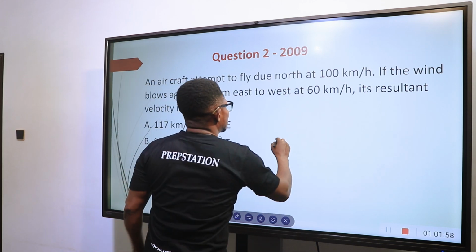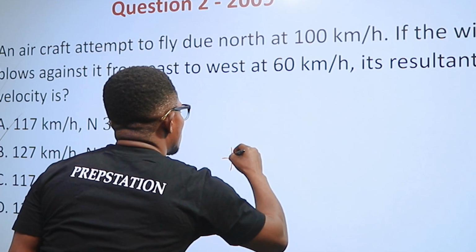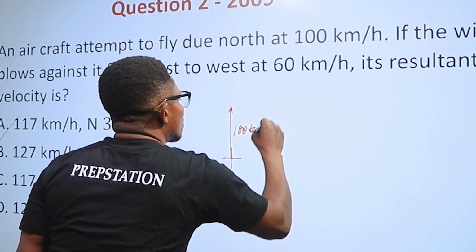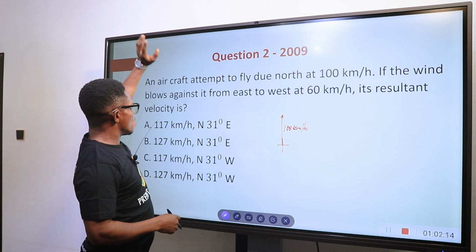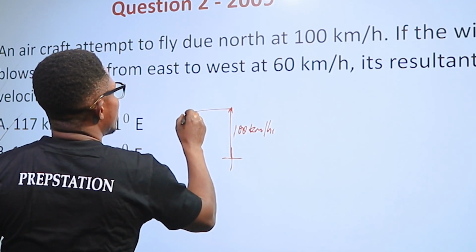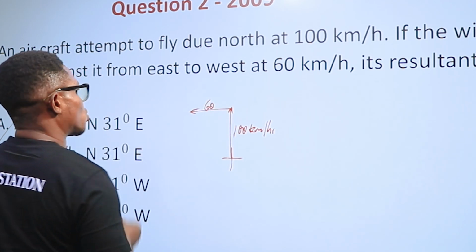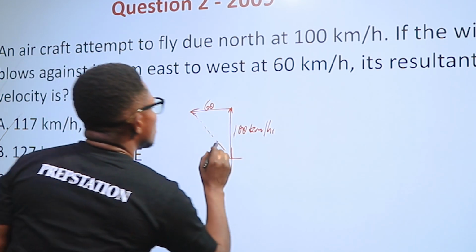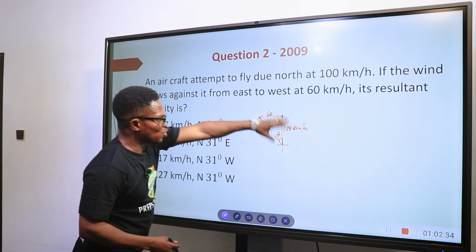Now, let's say this is the cardinal point. Always do this. The aircraft is flying how? North. So let's go for north. This is north, the aircraft flying north at 100 kilometers per hour. Then what happened? The wind is blowing against it from east to west, so the wind is blowing this way. So let's get the vector for the wind, tip to tail. This is 60 kilometers. So the resultant vector will be what? Just draw a line from this point to this point. So the resultant vector will be the resolving of this.